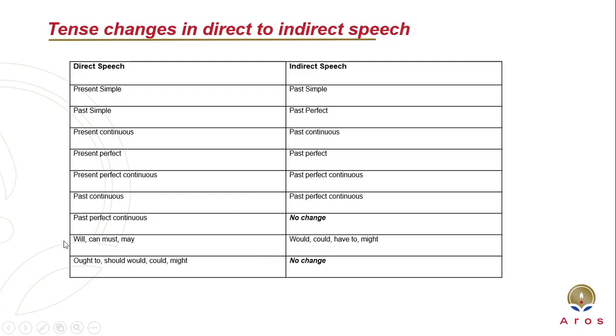Then you get your modals there: will, can, must, and may change to would, could, have to, or might, your modal auxiliary verbs. And then there are some exceptions there as well. Ought to, should, would, could and might have no change as well.